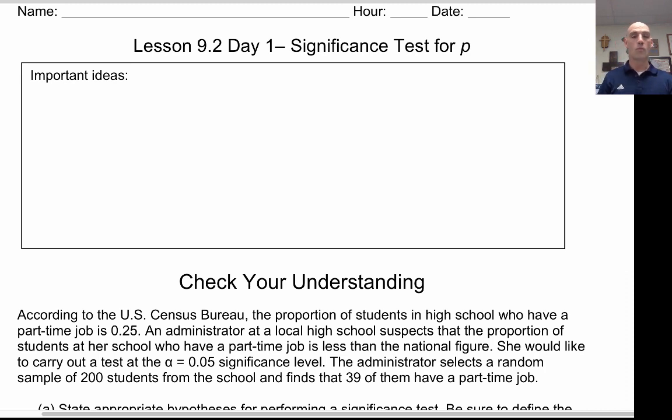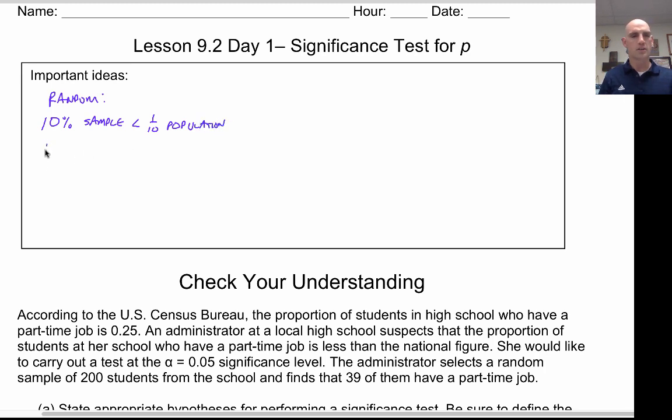So here we go. What are our conditions to make this happen? Well, obviously we have to have a random sample. We have to have a random sample because it's got to be representative of the population, right? We can't introduce that bias. Then the 10% condition. Again, making sure that we have a sample that's representative of the population. So our sample has to be less than 1/10 of the population.